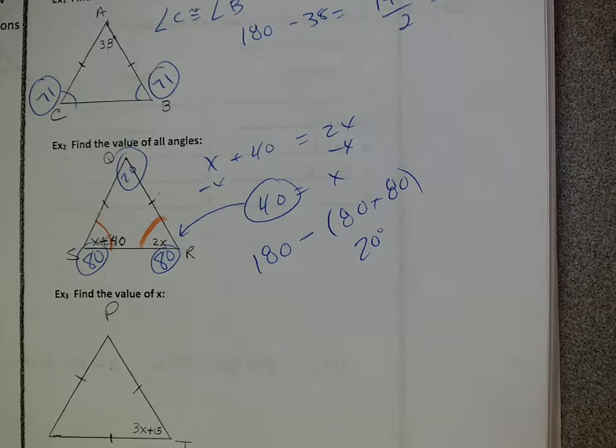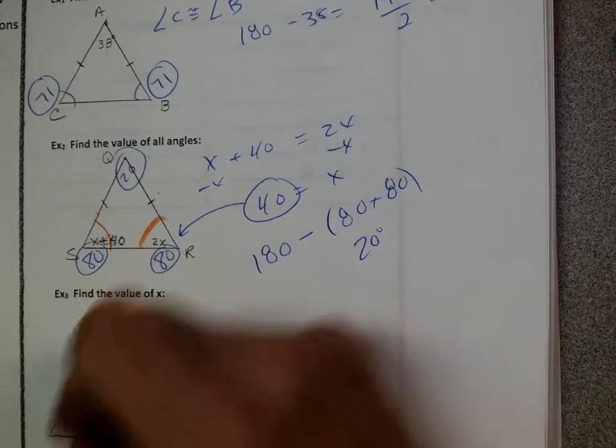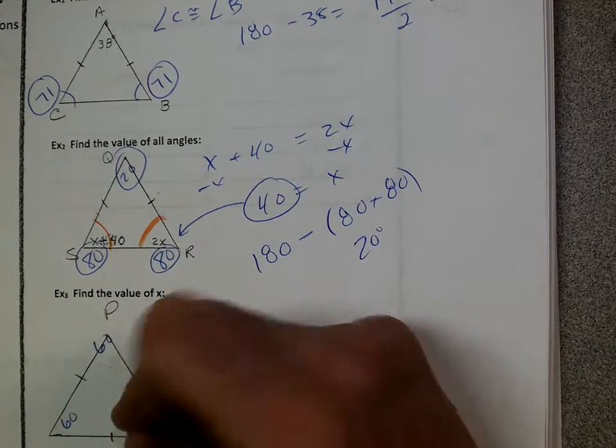All right, example 3. Wow, all 3 sides are equal. What does that tell me about all 3 angles? They're all equal and they all add up to 180 degrees. Which means they've got to be 60, 60, 60, right?